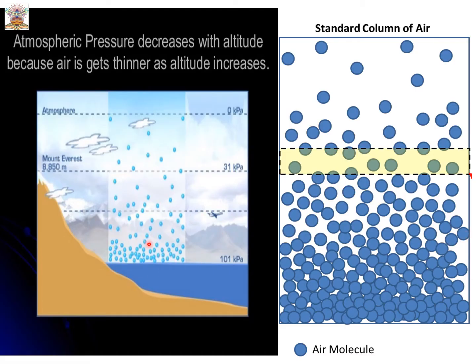Here you can see, children, in this slide, the atmospheric pressure decreases with altitude, with height, because air is getting thinner as the altitude increases. You can see all these small blue balls. They are all fighting to be near each other. There is no space because of the water vapor and gases. As they go up and up, there is so much space, the air becomes thinner and thinner, and so the pressure also decreases with the altitude or with the height.